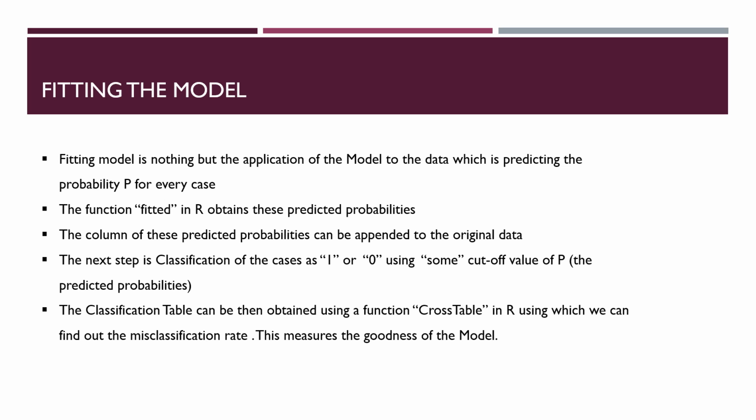So we have the observed values of the dependent variable y and also the estimated values of y based on the cutoff for the predicted probabilities. Using the observed and the estimated y, we can get the classification table. The classification table enables us to measure the goodness of the model.